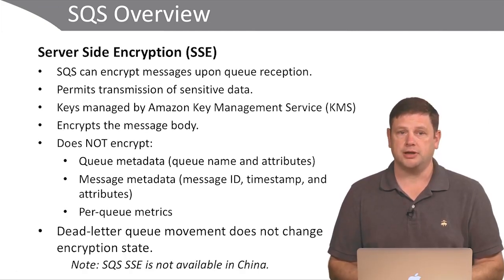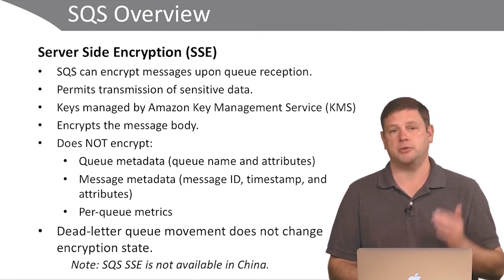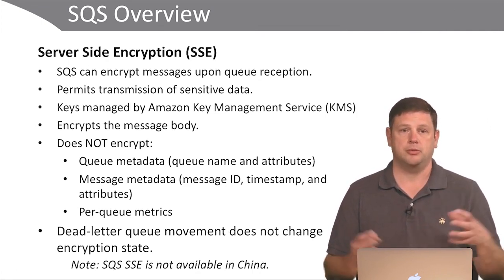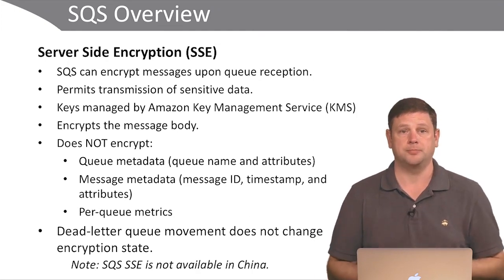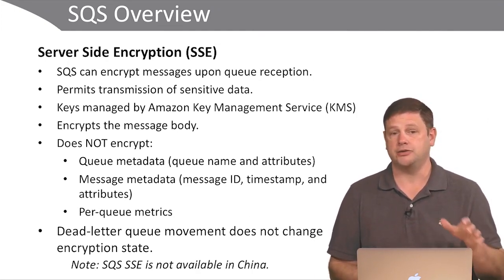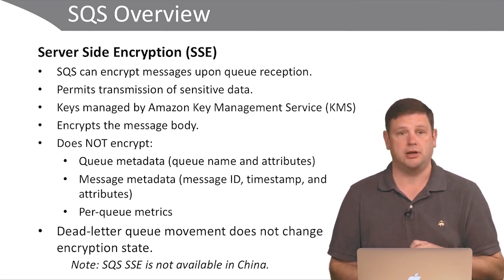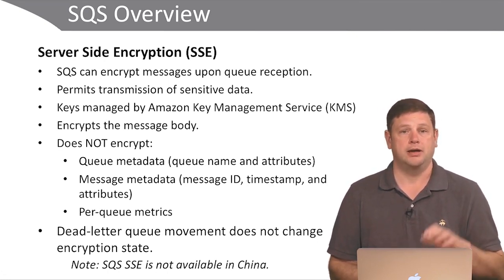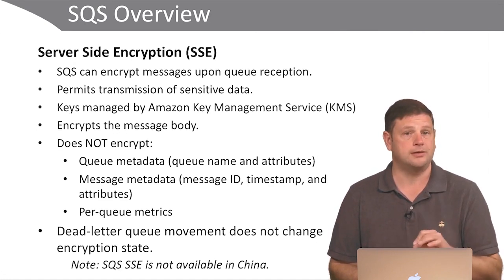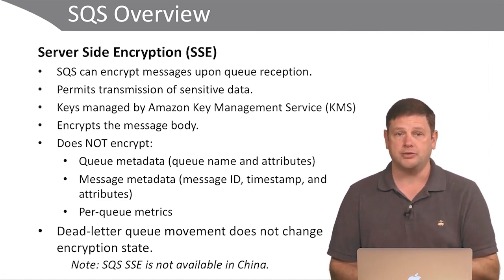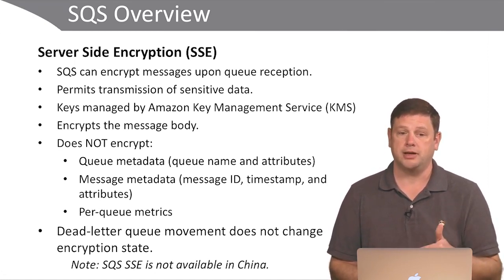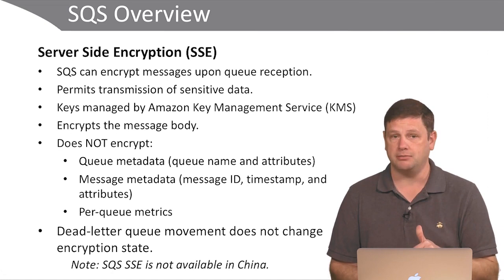Server-side encryption is available to you. As messages are added to the queue, SQS can encrypt those as it's holding on to them. This does allow the transmission of sensitive data, and this is all managed through the Amazon Key Management Service, or KMS. There are certain pieces of the message that get encrypted and some pieces that are not. The actual body of that message is encrypted. What is not encrypted is the queue metadata as well as the message metadata.